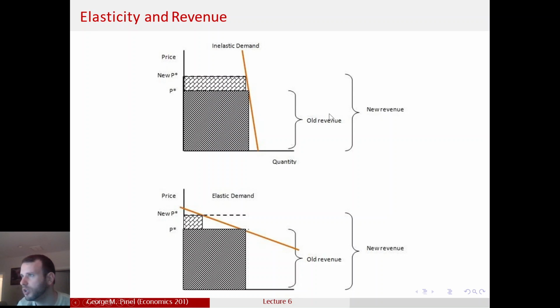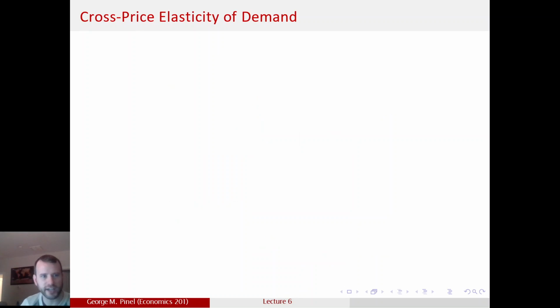All right, I think that's it. So next up, we're going to be talking about alternative definitions of elasticity, just other things that can have meaningful elasticities. So it's not just price elasticity of demand, but there are other things that matter too.